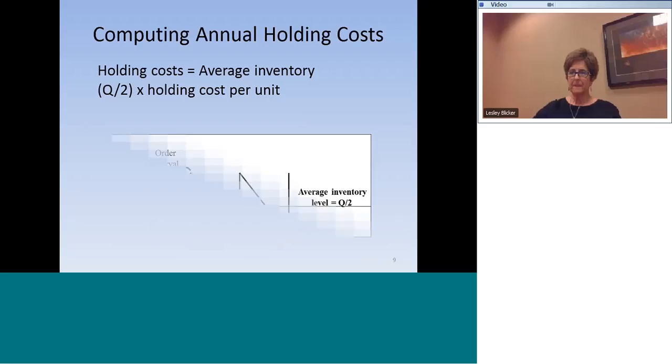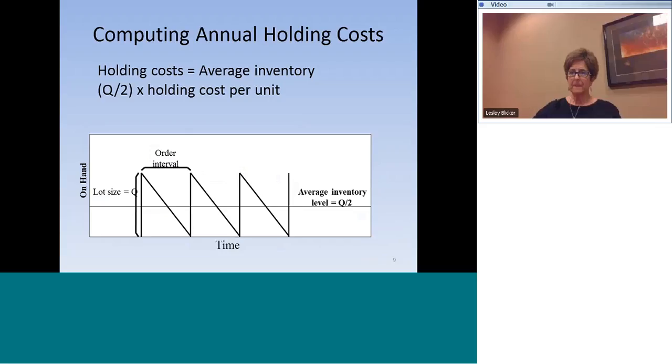Let me talk a minute about why we use Q over 2 to figure out the average inventory. We can assume that at any given point in time, we will tend to have about half of our order size on hand in between our orders. That's called the order interval. And at any given point along the x-axis, which is time, we can make the assumption that average inventory can be determined by taking the Q divided by 2, resulting in 50% inventory.